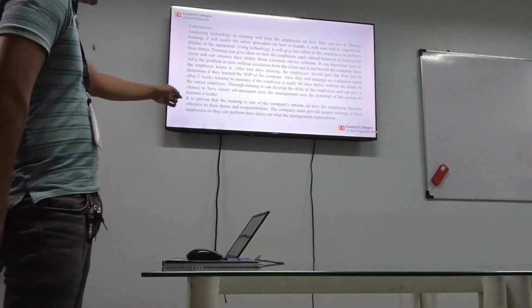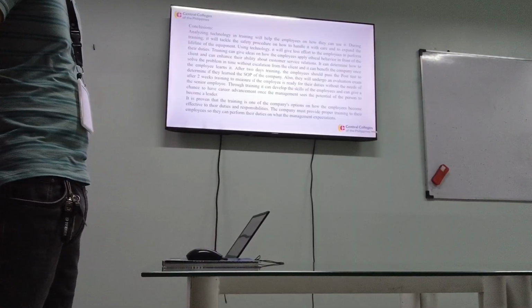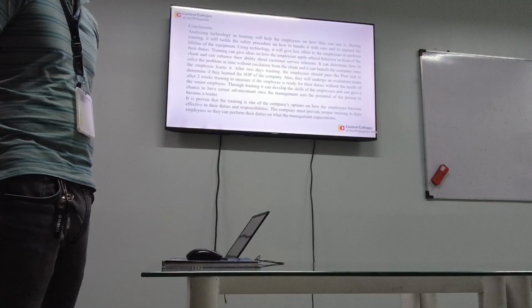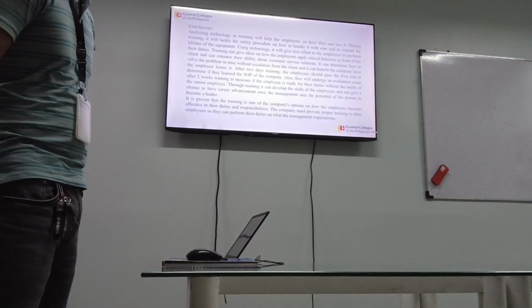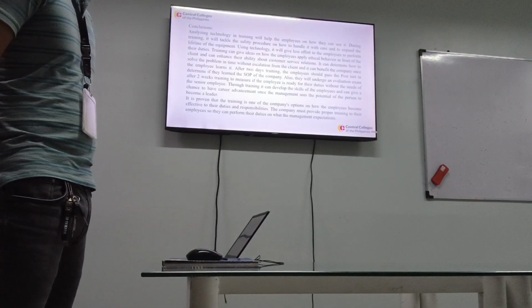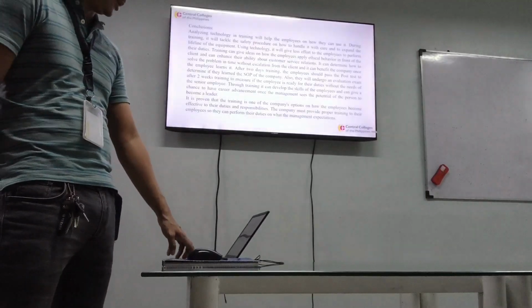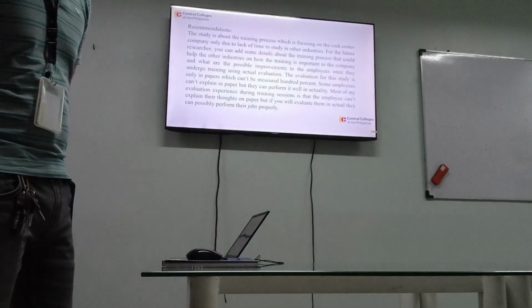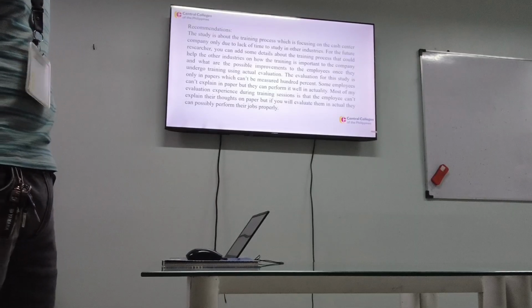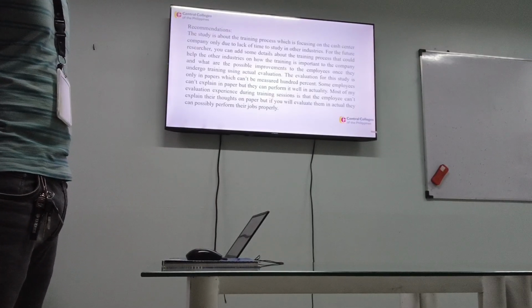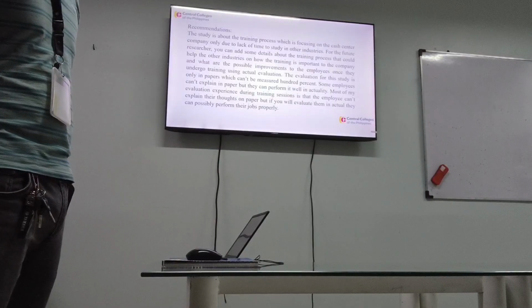And then, it is proven that the training is one of the company's options on how the employees become effective in their duties and responsibilities. The company must provide proper training to their employees so they can perform their duties according to the management's expectation. So here's my recommendation. So the study is about the training process, which is focusing on the cost center company only due to lack of time to study other industries.